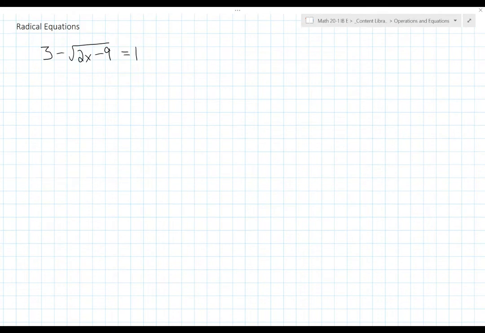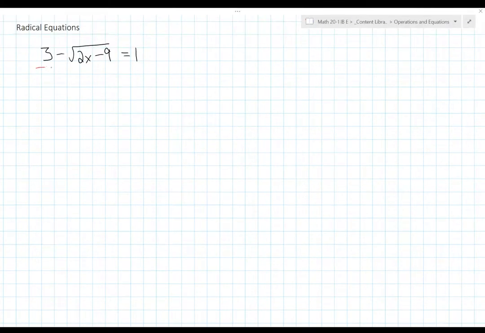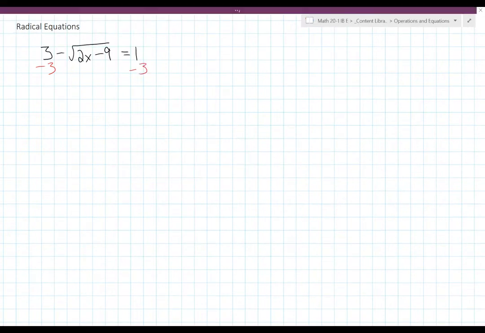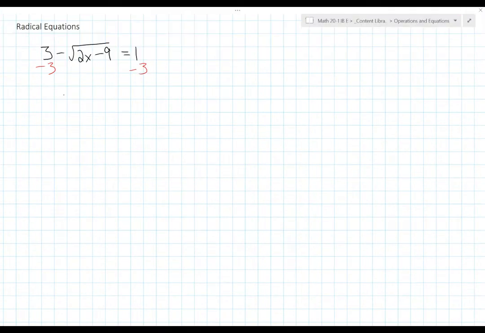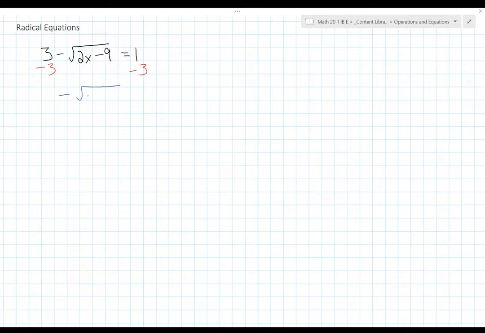Now in general, when we're solving equations, our goal is to isolate the variable, and that's no different here. But we're going to start by isolating the radical, and then we can isolate the variable by squaring both sides. So in other words, I'm going to start here by subtracting the 3 from both sides of the equation, which means that I now have negative square root of 2x minus 9 equals negative 2.